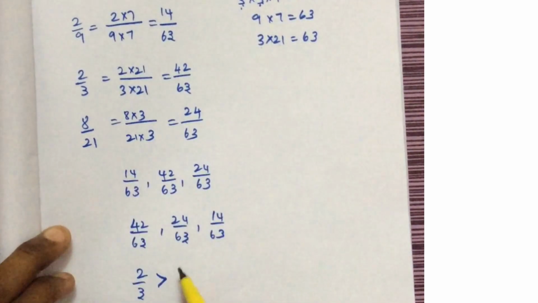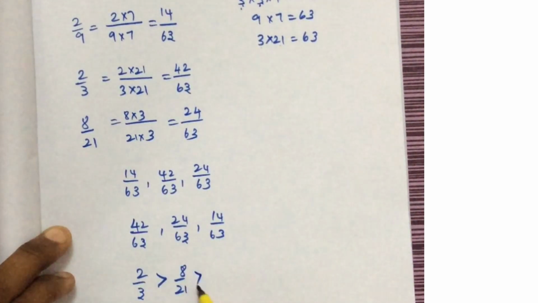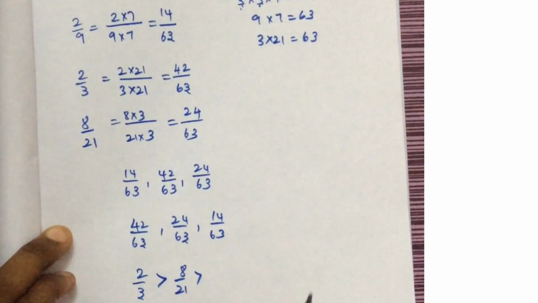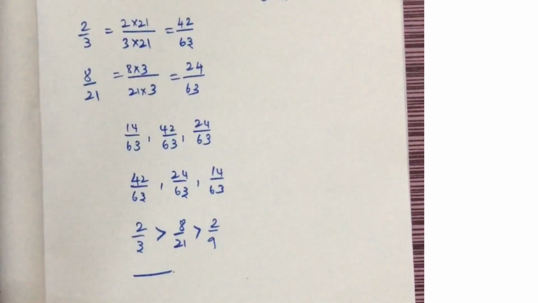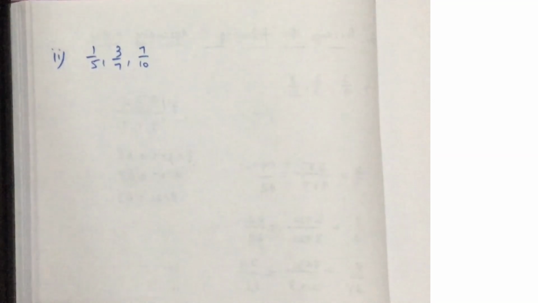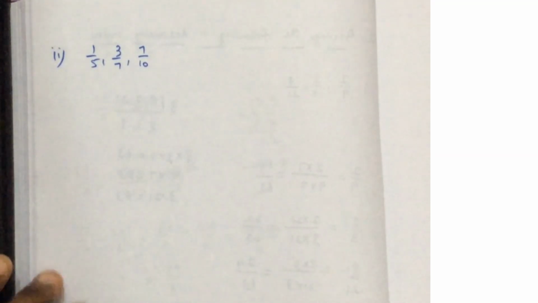24 by 63 is 8 by 21, which is bigger when compared to 14 by 63, which is 2 by 9. Okay, this is the way you have to do. First take the LCM and make the denominators the same, and then compare. Next problem is 1 by 5, 3 by 7 and 7 by 10. The same thing, you have to arrange them in descending order.